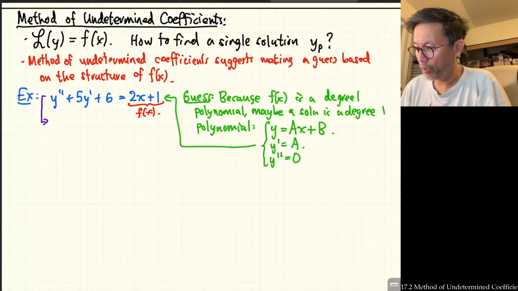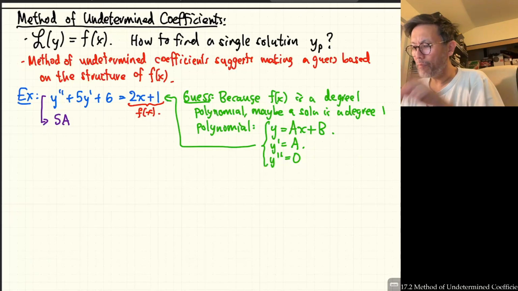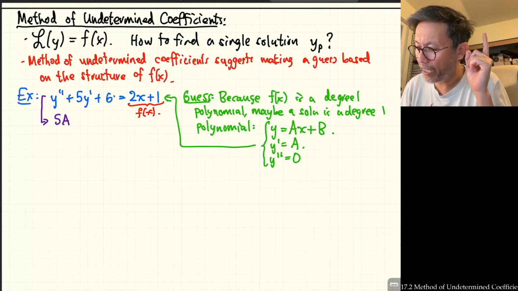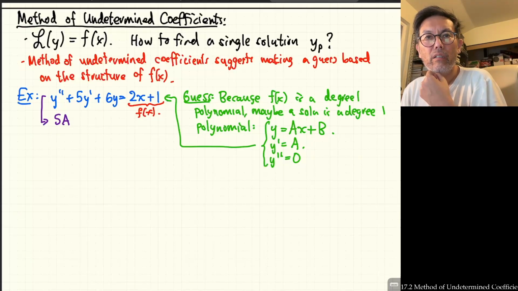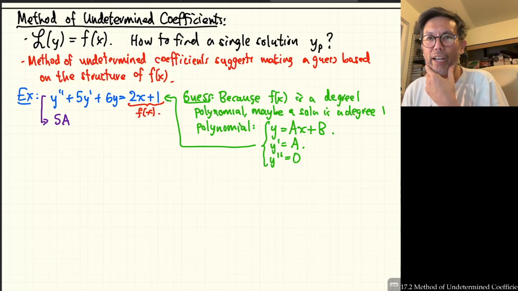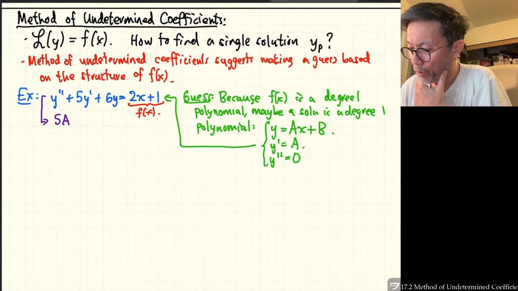So y double prime is 0. y prime is a, so we get 5a. And then we have, oh, I messed up. This should be 5y prime plus 6y. I apologize. That was an oversight on my part, right? That should be 6y. Otherwise, I should move the 6 over to the other side. Oh, I should have pretended that I was always thinking that. But no, I actually just made a mistake. What's y again? y is ax plus b. So I have 6 times ax plus b.